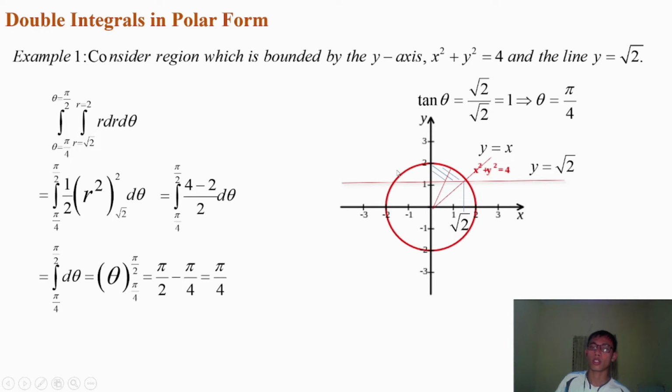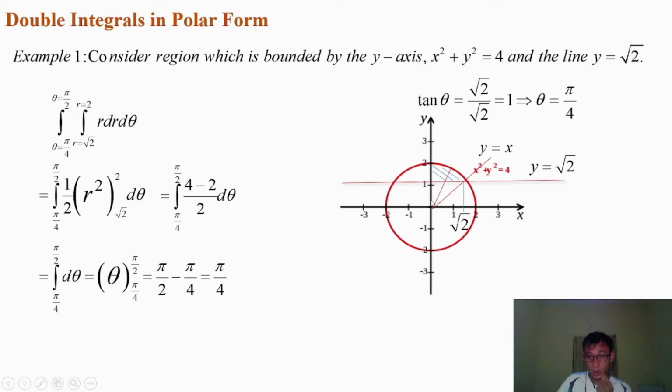that is the circle of radius 2, and this line is the line y equal to x, and here is the horizontal line y equal to square root of 2, and here is the region that is bounded by all of these equations, and that region is the region that we're going to find the area of.